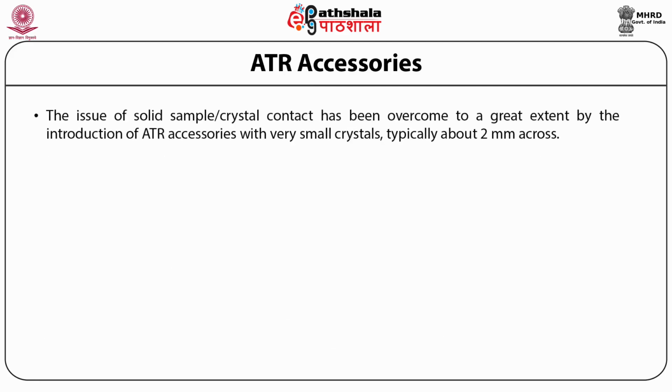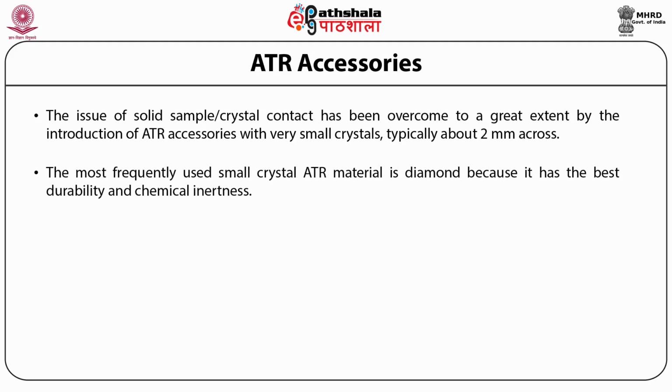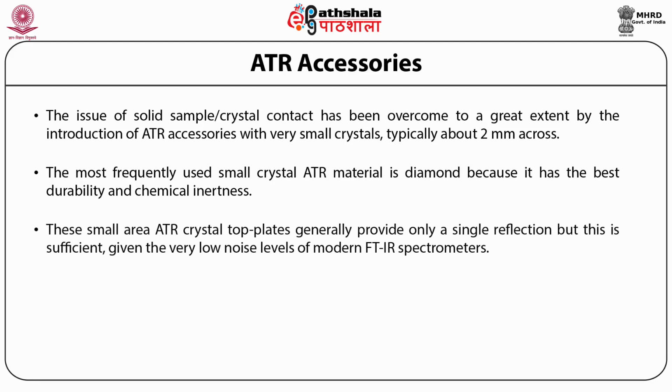The effects of poor contact are greatest at shorter wavelengths where the depth of penetration is lowest. The issue of solid sample crystal contact has been overcome to a great extent by the introduction of ATR accessories with very small crystals, typically about 2 mm across. The most frequently used small crystal ATR material is diamond because it has the best durability and chemical inertness. These small area ATR crystal top plates generally provide only a single reflection, but this is sufficient.